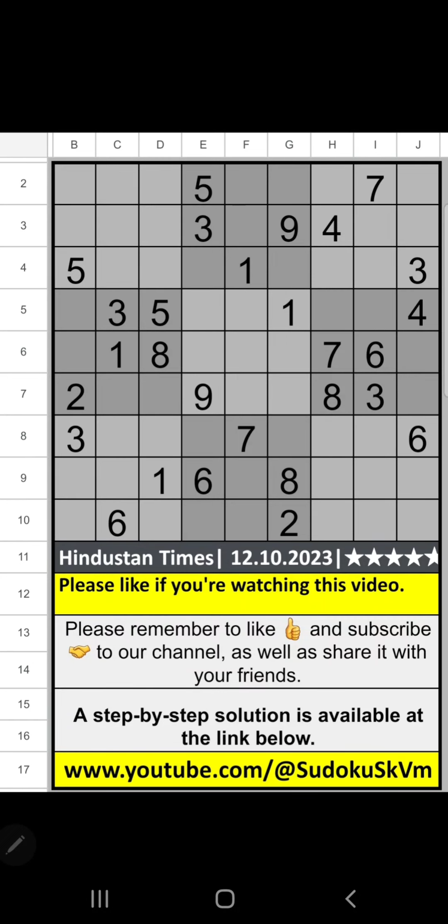Welcome to Sudoku Skvm. I am going to solve the Hindustan Times newspaper Sudoku puzzle of October 12, 2023. 5-star Sudoku.